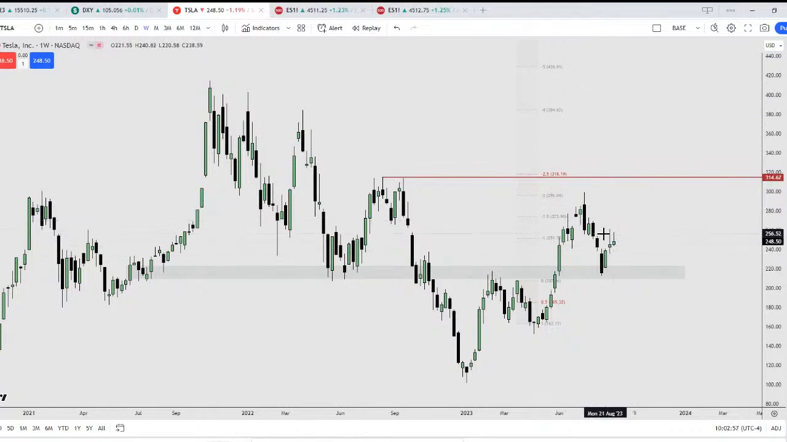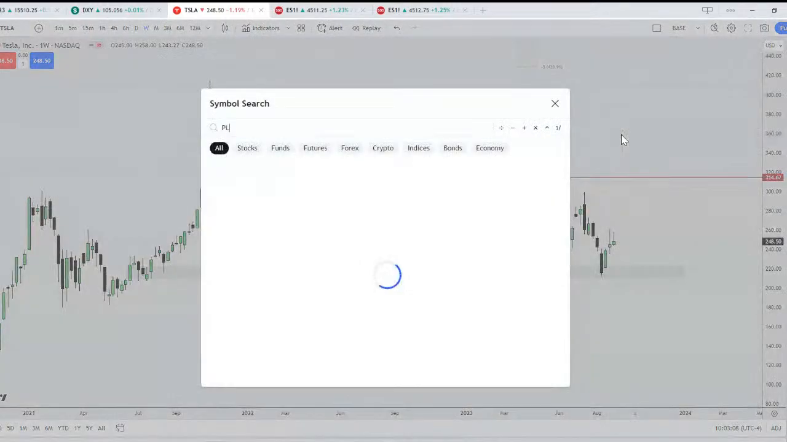So far, sidelines as well, similar to indices. All right. So next we have Palantir.